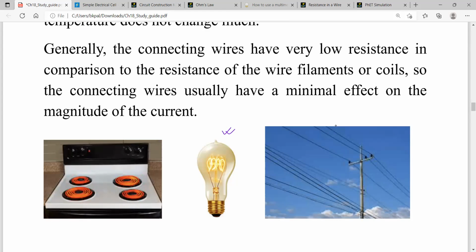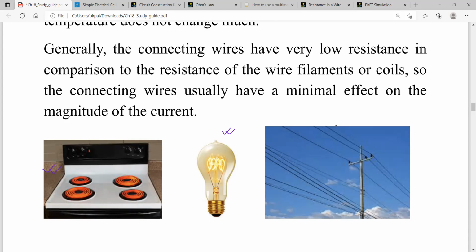And even here, the filament is made of metal. Normally metal is an ohmic substance. A conducting wire is an ohmic substance, but when it is used as a filament, it's not ohmic, because at low temperature, when it is not glowing, the resistance is different than when it is glowing. The same thing goes for the coil.